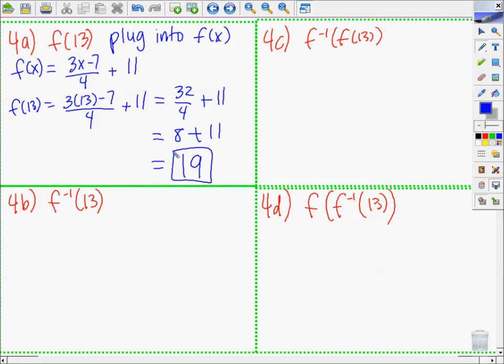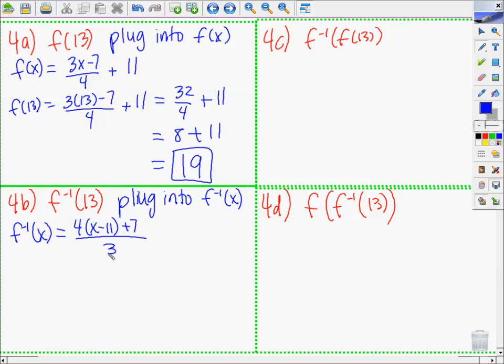Alright, so 4B. Is it any different than 4A? Well, the only thing that's different is I'm plugging into the what? The inverse. So I'm going to plug into the inverse of x. And what is the inverse of x? 4x minus 11, plus 7, divided by 3.